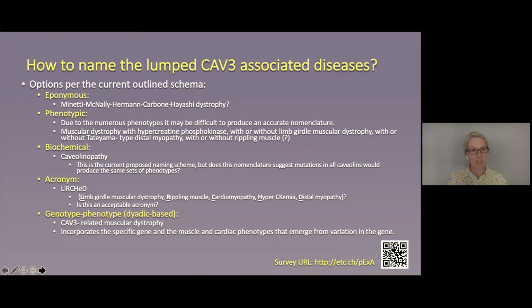If we move on to our next option, we have the phenotypic description. And again, due to the numerous phenotypes that we are now lumping together, there's 5 of them, it may be difficult to produce an accurate nomenclature. Now, I don't claim to be a clinician or an expert in the muscular dystrophies, but this was just my shot at it: a muscular dystrophy with hyper creatine phosphokinase, with or without limb-girdle muscular dystrophy, with or without Tateyama type distal myopathy, and with or without rippling muscle disease.